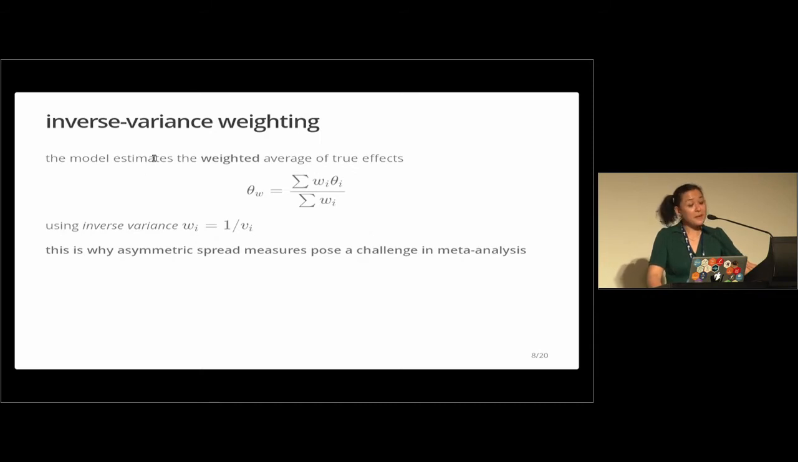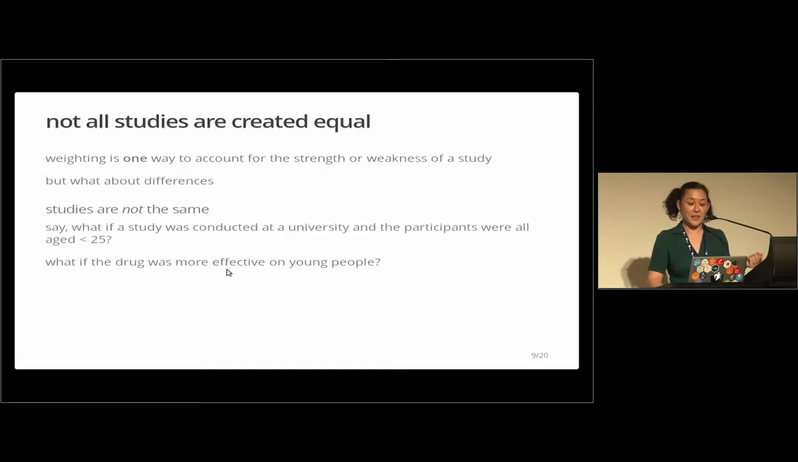Now, the rub is that we weight the studies by inverse variance. And so in order to weight the studies within the model, we need the variance. So this is the problem that I'm trying to solve. What if they have reported asymmetric measures? This poses a challenge in meta-analysis.